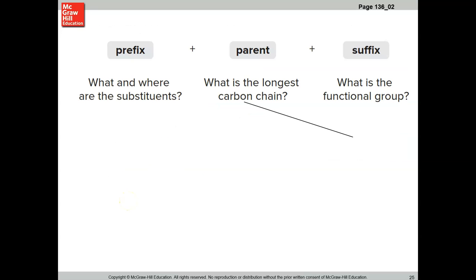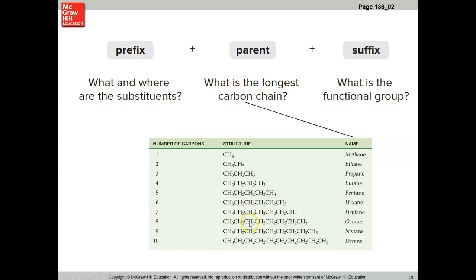There are 3 major parts of naming these compounds. We have the prefix, which tells what and where the substituents are, the parent chain, which is the longest carbon chain, and then the suffix, which is the functional group. Right now, we're going to focus on alkanes, so the suffix will be the A-N-E ending. The parent chain, remember, is the longest chain that you can count, and we use this as the parent name: methane, ethane, propane, butane, pentane, hexane, heptane, octane, nonane, and decane.